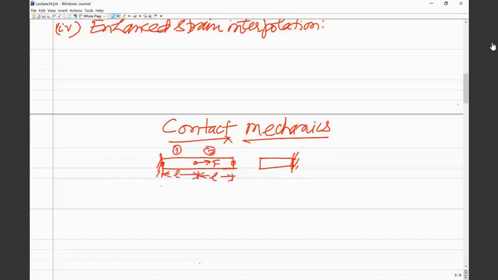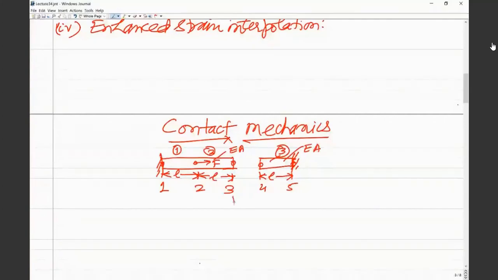So this is L, this is node number 1, this is 2, this is 3, and let us say this is also L just for simplicity, and this is node number 4, and say this is node number 5, and this is element number 3. The Young's modulus is E, and the area is A, so EA for this also. The gap between node 3 and 4 is, let us say, G.